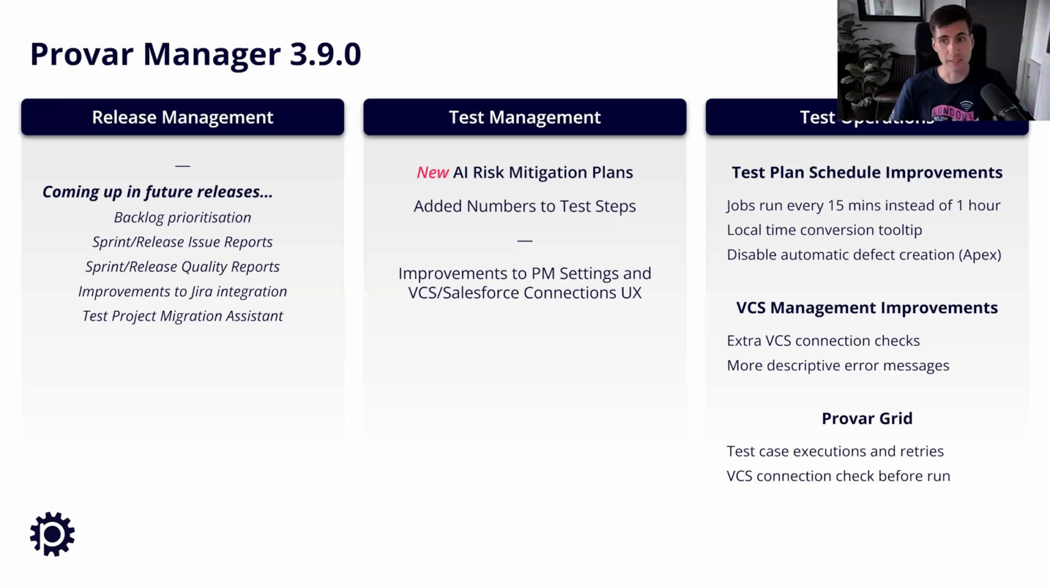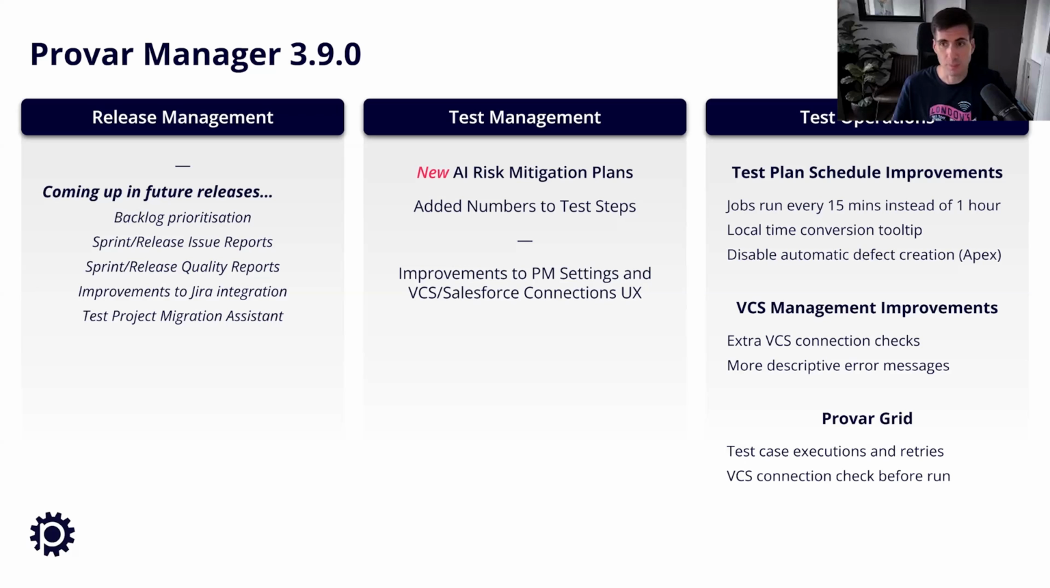For release management, we didn't add anything new, but still I wanted to talk about things that are coming up in the future. So we will be focusing on helping you keep track of your backlog, also adding some quality metrics on sprints and releases so that you can get a number of bugs and overall state of quality of a particular sprint or release. We're also looking to improve the integration with Jira, and we are also looking to help those customers and those prospects that are looking to migrate their test projects into Manager.